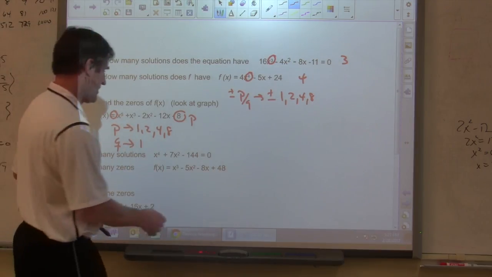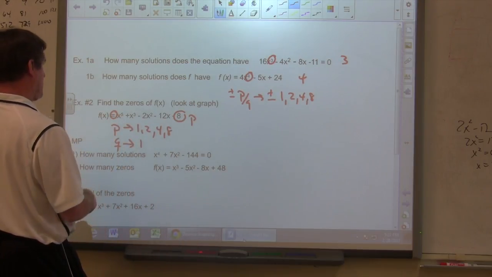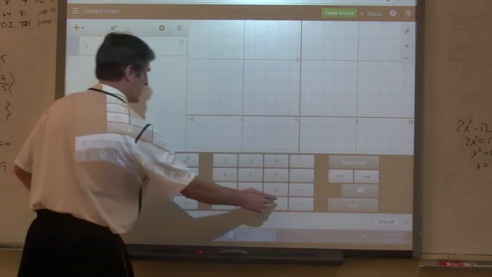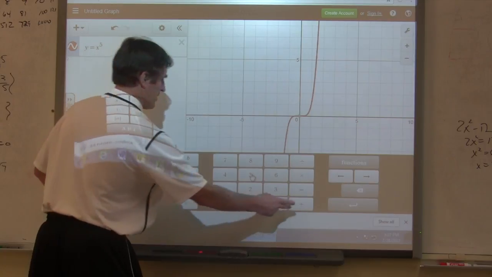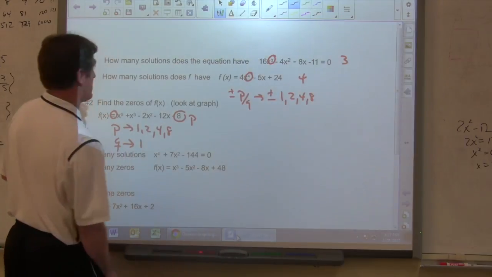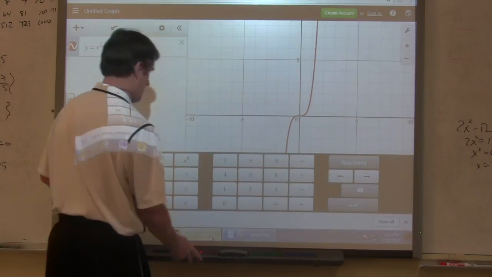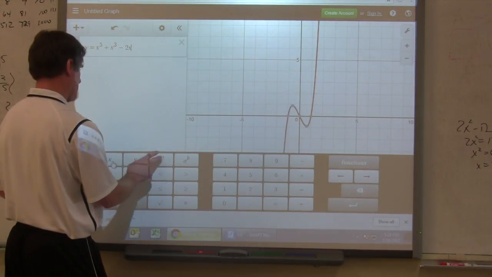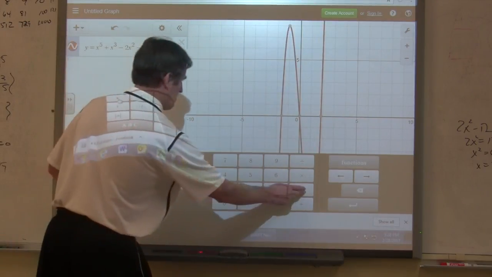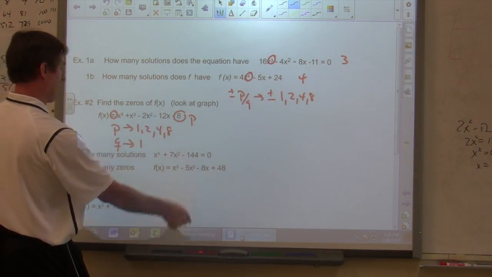Then we went to the Desmos graphing calculator, and we typed that in. So remember, put in y equals x to the 5th plus x to the 3rd minus 2x squared minus 12x minus 8. I think that's right. Let's check it.